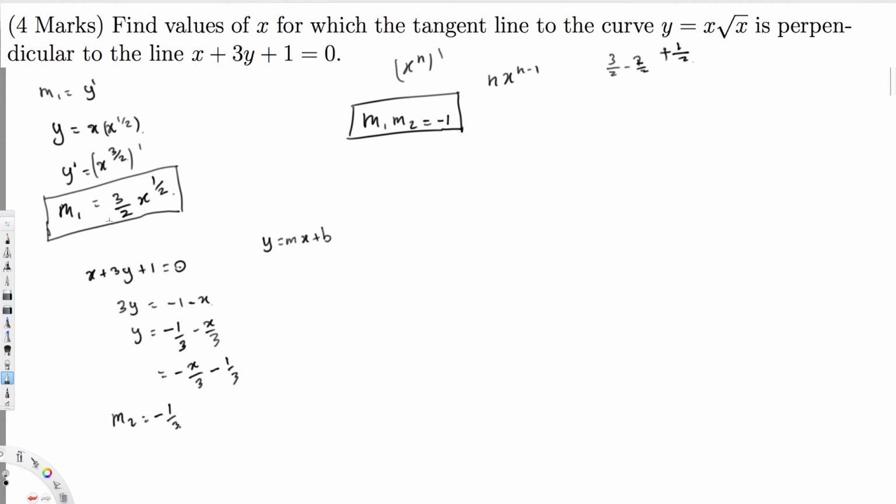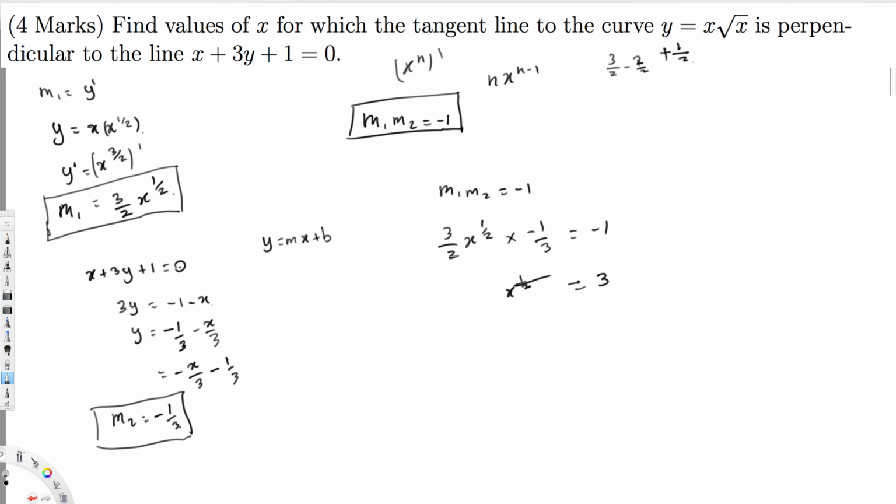Since we have m2 and we have m1, I can simply multiply both of them to find the x. So m1 times m2 is equal to negative 1. m1 is 3 by 2 times x to the power of half, and m2, as we have found already, is minus 1 over 3, and this should be equal to negative 1. So if I bring everything except x to the half, let's see what happens. If I bring this one to the other side, it's multiplying by 3, so it's going to be negative 3, and if I divide by negative 1, it's going to be 3.